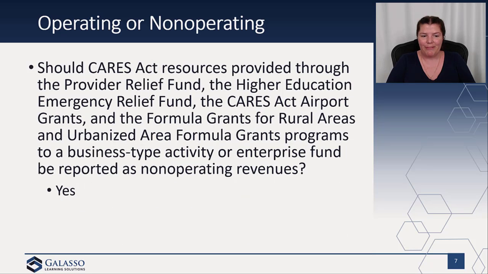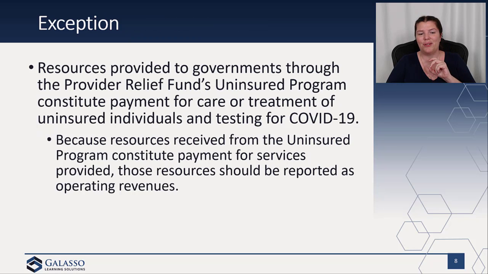So when you are reporting revenue, should the CARES Act resources from the Provider Relief Fund, the Higher Education Emergency Relief Fund, the CARES Act Airport Grant, the Formula Grant for Rural Areas and Urbanized Area Formula Grants, if you're doing this for a business type activity or an enterprise, right? So airports are a great example. They have to do a classified statement. So it's operating versus non-operating. So the question is, are these non-operating? The answer is yes, except, because you have to have an exception for every rule, the Provider Relief Fund's uninsurance program, because that is payment for care, it would be deemed to be an operating revenue.